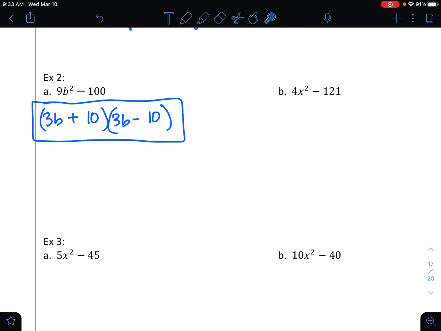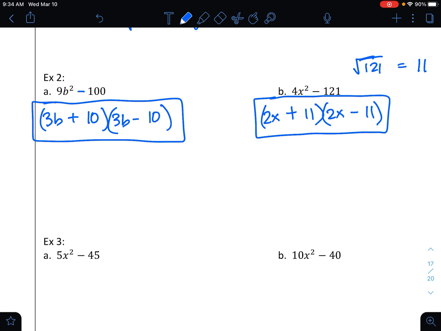Okay, perfect squares. 2 times 2 is 4, x times x is x squared. You may not know that 121 is a perfect square. So if you take the square root of 121, you get 11. That means 11 times 11 is 121. So I can do a difference of squares. 2x times 2x, 11 times 11. One is plus and one is minus. Now, it doesn't matter if I put the minus sign in the first set of parentheses and the plus sign in the second. I'm going to get the same answer.